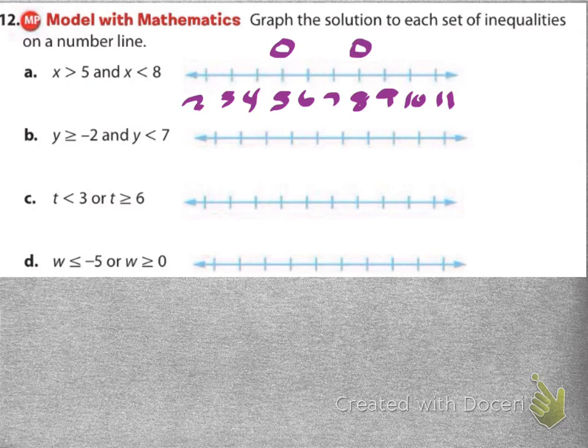My arrow for x is greater than 5 is going to the right, and my arrow for x is less than 8 is going to the left. You notice that we can't include the 5 and we can't include the 8, but we can include all the numbers between the two. So that's how it would look. Open circle, and then connect the two. Both of them are open. For B though, it's going to be a little different. So go ahead and do B, C, and D on your own, and I'll show the answers in just a moment.